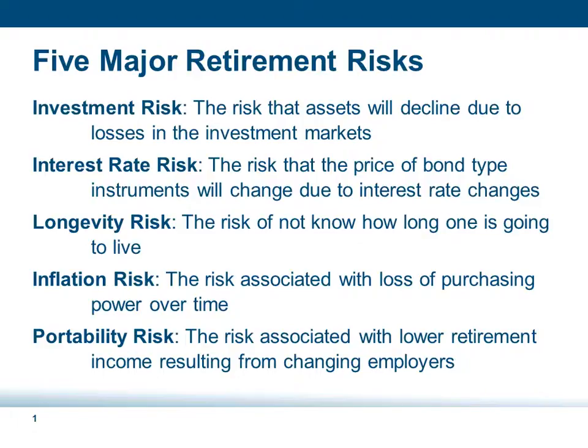The second major risk is interest rate risk. This is the risk that the price of a bond-type instrument will change because of changes in interest rates. This has a pretty big impact on pension plans. For years and years, for accounting purposes, we've used yield curves to calculate the liabilities. And since PPA, for corporate plans, we've been using it to calculate liabilities for funding purposes as well as for accounting.